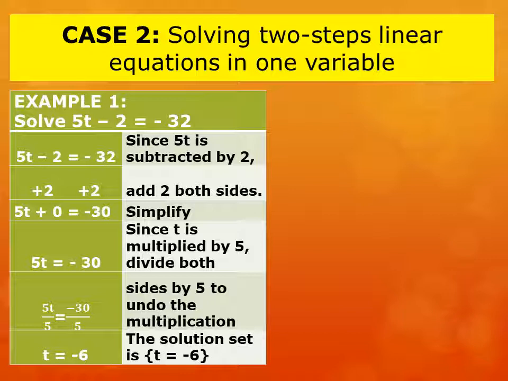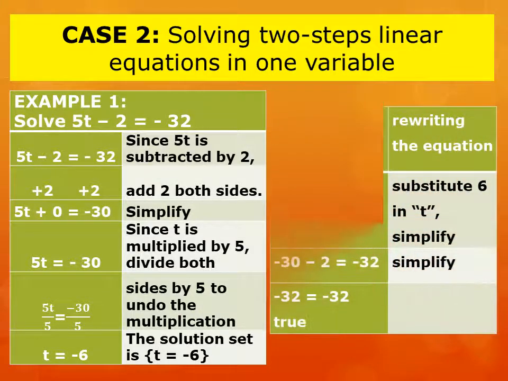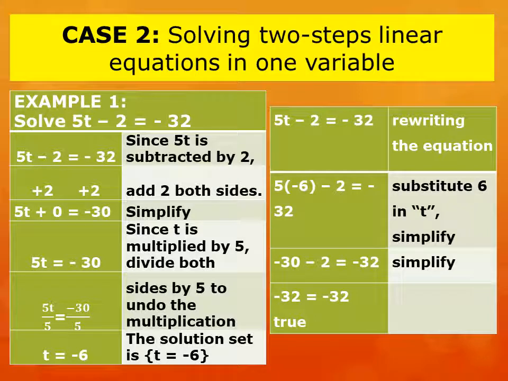Is negative 6 the solution of that equation? Let's try to check. First, we are going to rewrite the equation: 5t minus 2 is equal to negative 32. After that, we are going to substitute negative 6 for the value of t. Then, let's simplify. So, 5 times negative 6 minus 2 is equal to negative 32.